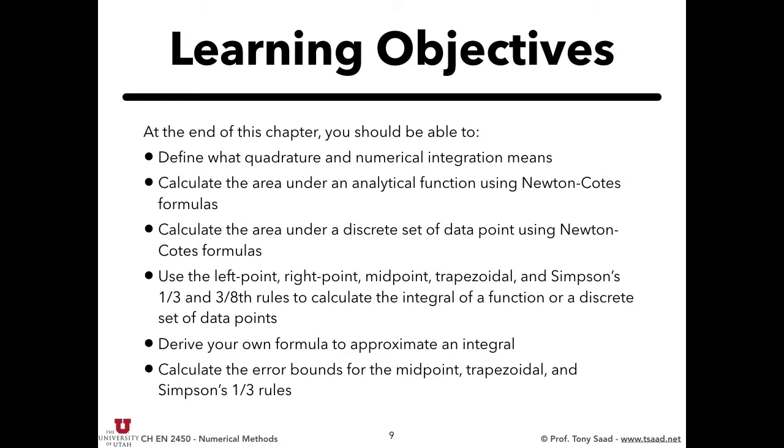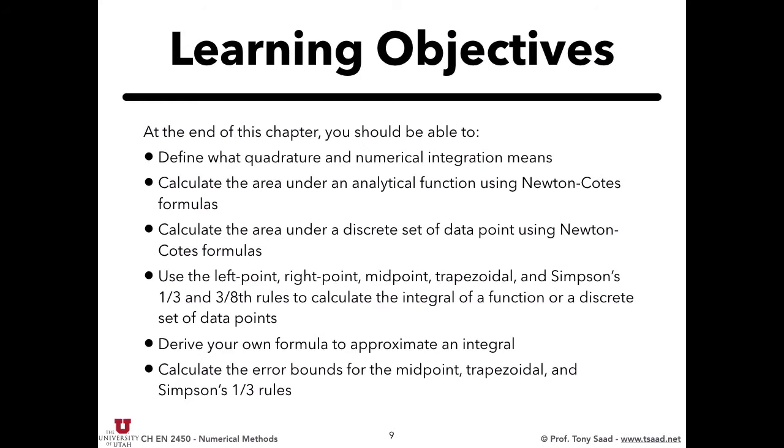At the end of this chapter, you should, and hopefully you will be able to, define what quadrature and numerical integration mean, calculate the area under an analytical function using what we call Newton-Cotes formulas, calculate the area under a discrete set of data points using Newton-Cotes formulas as well, and use the left point, right point, midpoint, trapezoidal, and Simpson's 1/3 and 3/8 rules. We will learn about all of these rules to calculate the integral of a function or a discrete set of data points, derive your own formula to approximate an integral, and calculate the error bounds for the midpoint, trapezoidal, and Simpson's 1/3 rule.